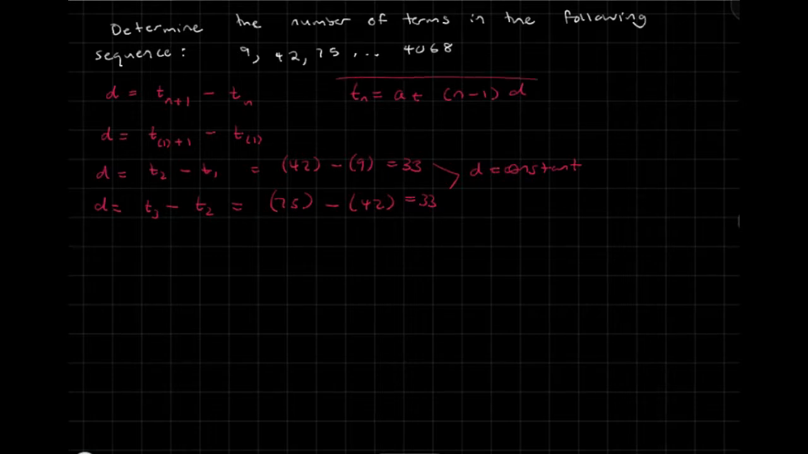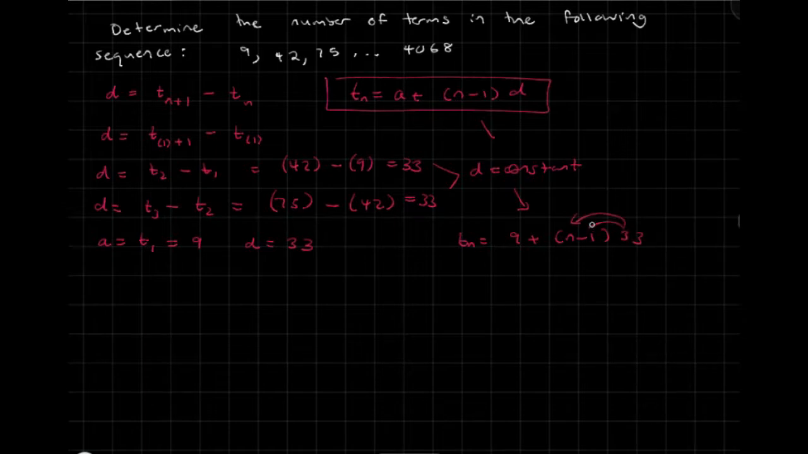So this is the template, the general term of an arithmetic sequence. We can notice that a here is our first term, so a is t1, which is equal to 9. Our common difference we calculated was 33. So if I plug that into this equation, tn is equal to 9 plus n minus 1 times 33, and I'm going to expand this out. If I do that, Tn is equal to 9 plus 33n minus 33. Then I want to clean up the expression here by collecting like terms. So you get 33n, 9 minus 33 is negative 24, and this is our general term.